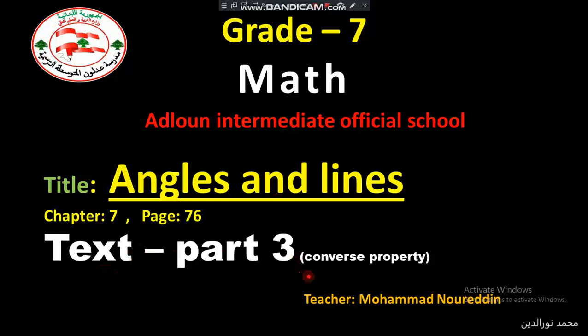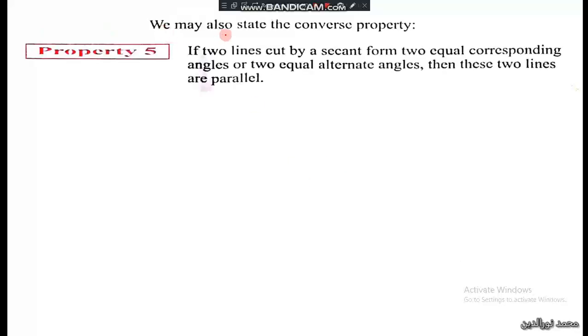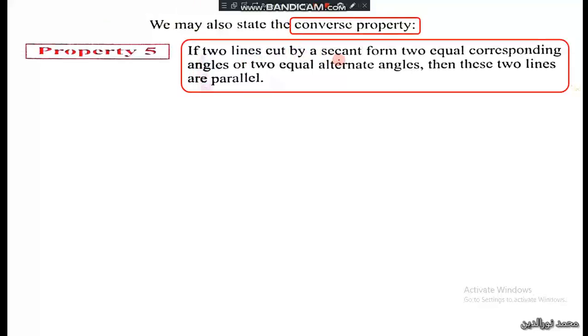Part 3: Converse Property, for the lesson Angles and Lines. We may also state the converse property: if two lines cut by a secant form two equal corresponding angles or two equal alternate angles, then these lines are parallel.